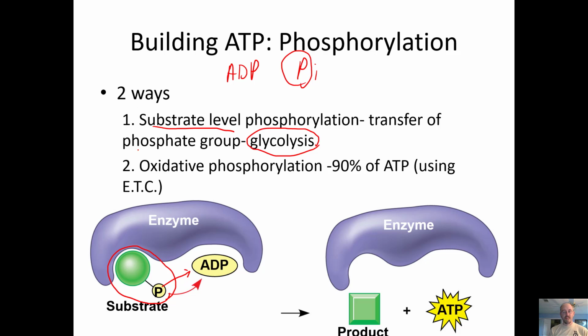Now, the other kind of phosphorylation in this chapter is oxidative phosphorylation. That's using oxygen and the electron transport chain, which we'll look at later, and that's where we get most of the ATP that we generate. So we can use an enzyme that just breaks off a phosphate group and sticks it to ADP, making ATP. Or we can use this process of oxidative phosphorylation, which we'll describe in greater detail later.